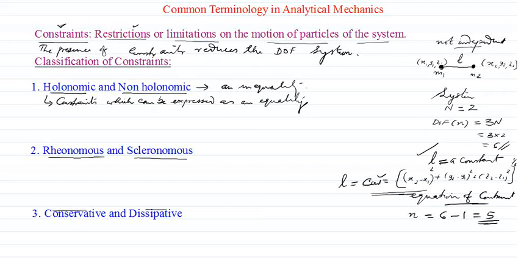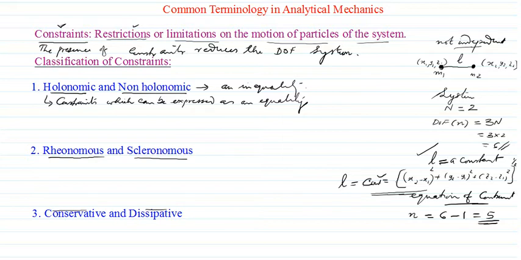Hello, let's continue with our discussion of classification of constraints. As I told you in the previous video, the constraints present in a system are classified into several categories based on different criteria. One of the classifications we have already started discussing is known as holonomic and non-holonomic constraints.